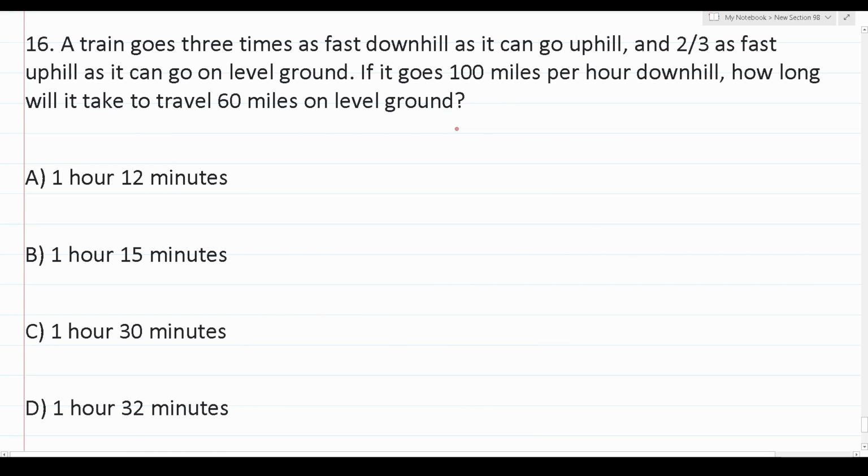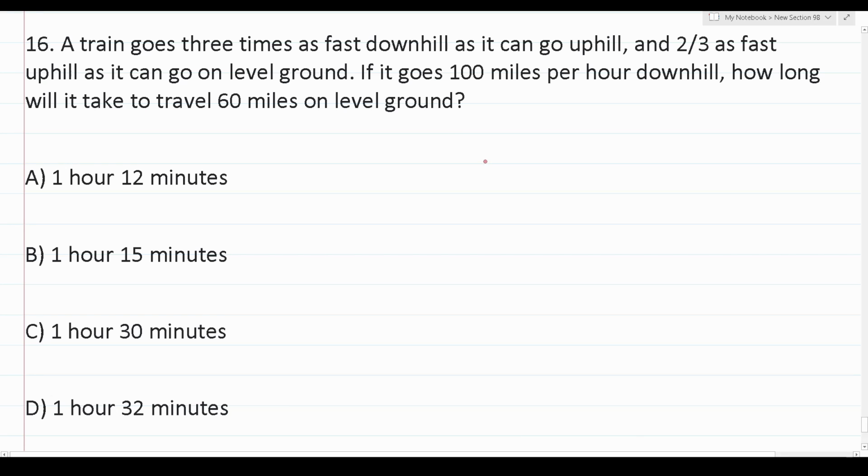All right, so number 16 here says a train goes 3 times as fast downhill as it can go uphill, and 2/3 as fast uphill as it can go on level ground. If it goes 100 miles per hour downhill, how long will it take to travel 60 miles on level ground?